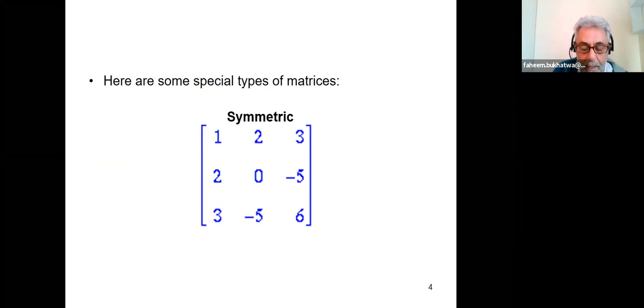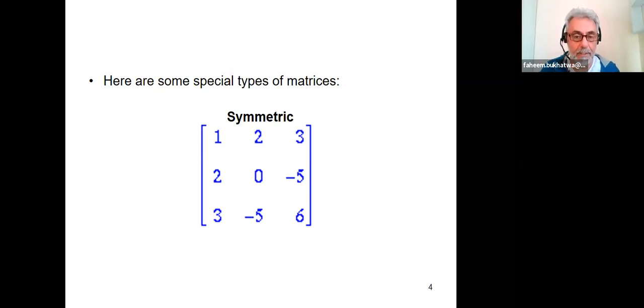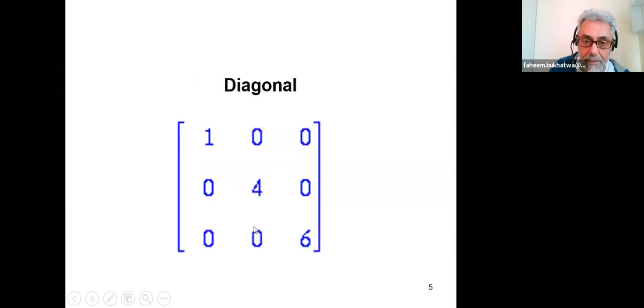A matrix is known as a symmetric matrix if you look at the numbers in its rows. Row number 1 will have the same numbers as column number 1. Row number 2 will have the same values as column number 2, and row number 3 is the same as column number 3. Generally, the word symmetric means both sides are similar somehow. In this case, the sides mean rows and columns, so rows are the same as columns. Row number 2 is 2, 0, minus 5, and column number 2 is 2, 0, minus 5. So this is known as a symmetric matrix.